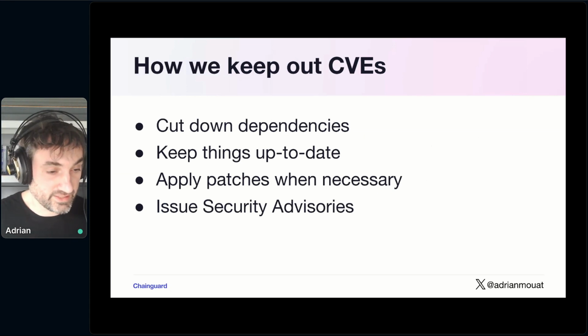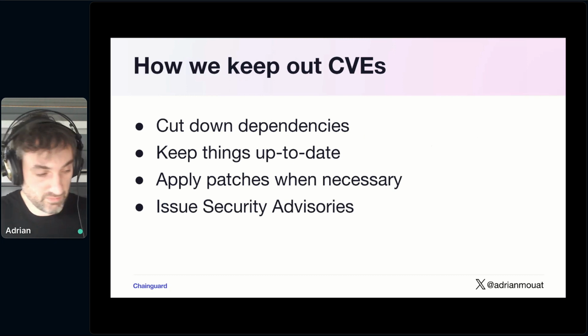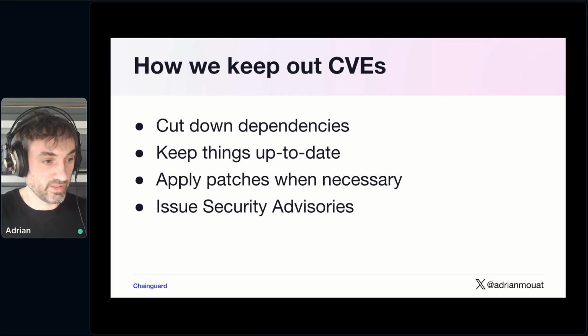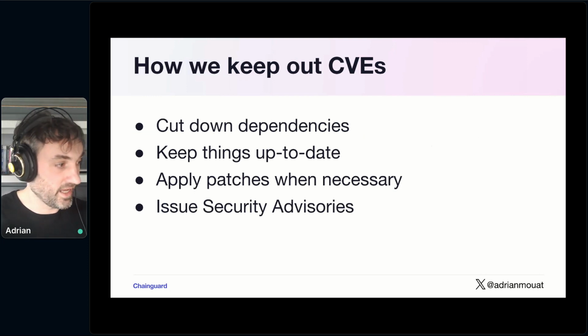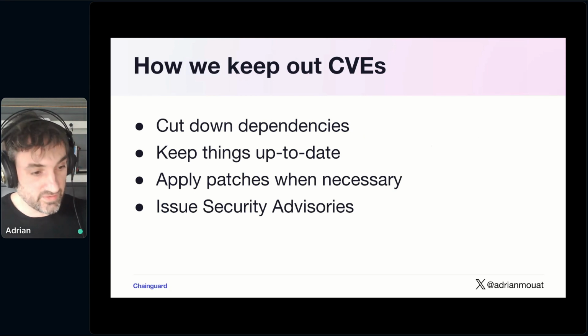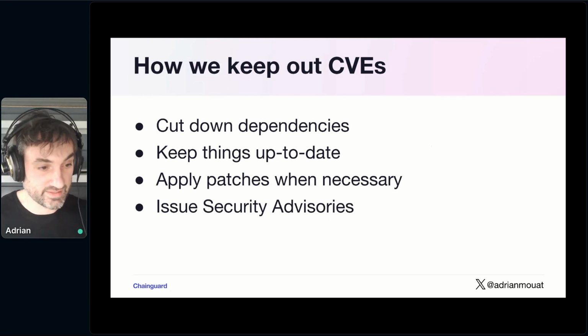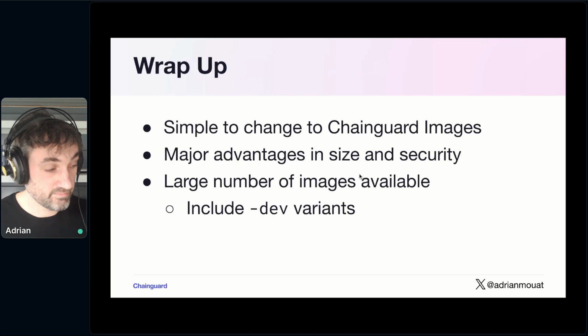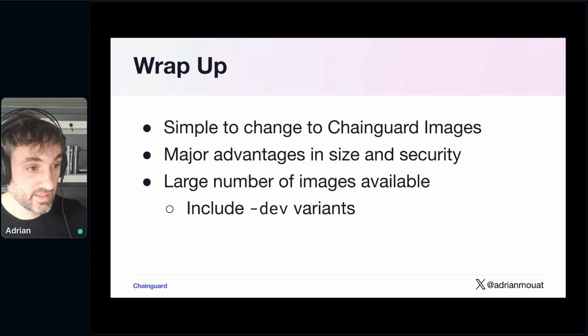We also apply patches when necessary. So we're always running tools like Grype, and if they turn up CVEs, we'll go and look into what we need to do. Sometimes that'll mean getting a patch from upstream and applying it ourselves. And if we do that, we'll also need to issue a security advisory to tell the security scanners, hey, we've patched the CVE. But by just constantly doing all those things, that's how we get to 0 CVEs.